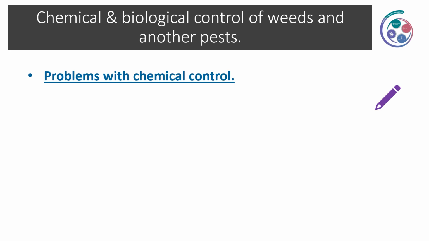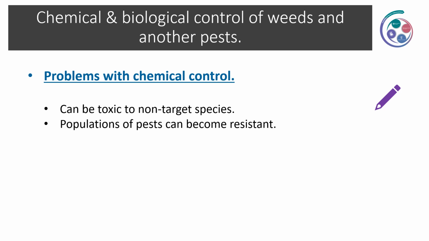Chemical control of pesticides can have a variety of problems. Firstly, pesticides can be toxic to non-target species. This means they could end up harming or killing an organism that it wasn't intended to kill, especially if animals are eating the plant after it has been sprayed with pesticides. Secondly, using pesticides frequently can result in populations of pests becoming resistant to that pesticide, which means the pesticide will no longer have an effect.